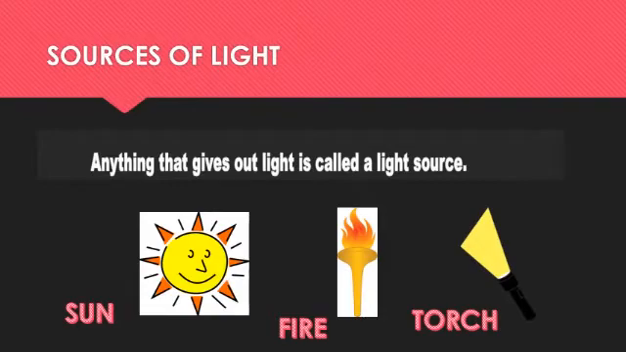So here again you can see some sources of light. Anything that gives you light is called a light source. Either it is natural, like the sun giving us light and heat, fire is again giving us light, and torch light is also giving us light. We are able to see things when we are getting light from these sources.